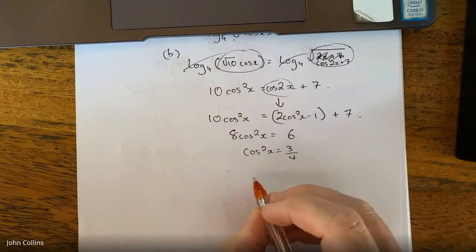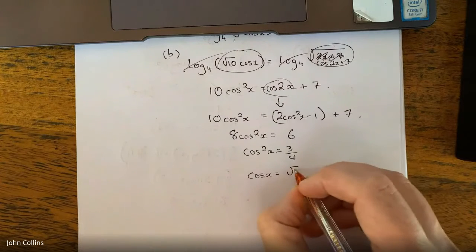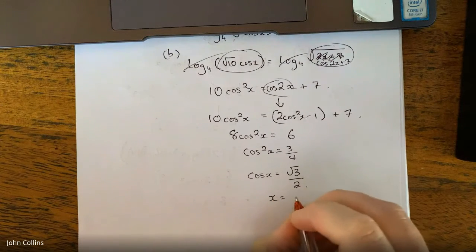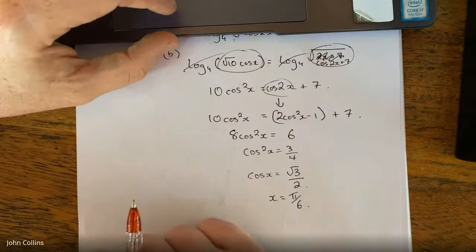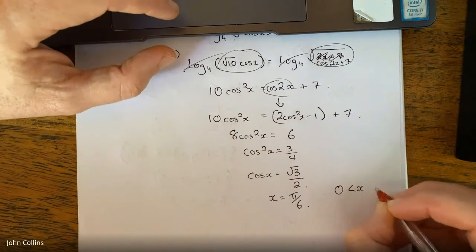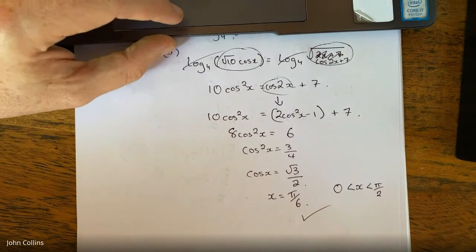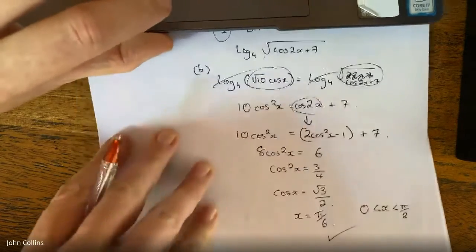So cos squared x is 3/4. Therefore, taking the square root of both sides, cos x is going to be root 3 over 2. And so inverse cos, and that's pi over 6, isn't it? Yep. And does that satisfy, did it give any conditions? Yeah, it says between 0 and pi over 2. So that's great, we don't have to go around or anything like that. It's between 0 and pi over 2, there won't be another one. Okay, yep. Sweet. All right, that's question 4.